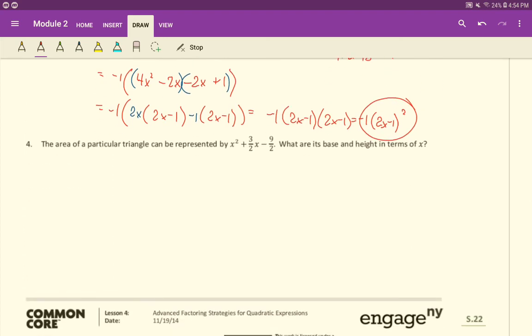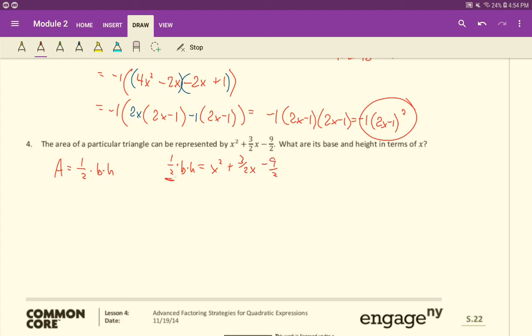Okay, last one here. Area of a particular triangle can be represented by x squared plus 3/2 x minus 9/2. What are its base and height in terms of x? Okay, so the formula for the area of a triangle is 1/2 times base times height. So in this case, we're going to set this equal to that area formula. So 1/2 base times height equals x squared plus 3/2x minus 9/2.